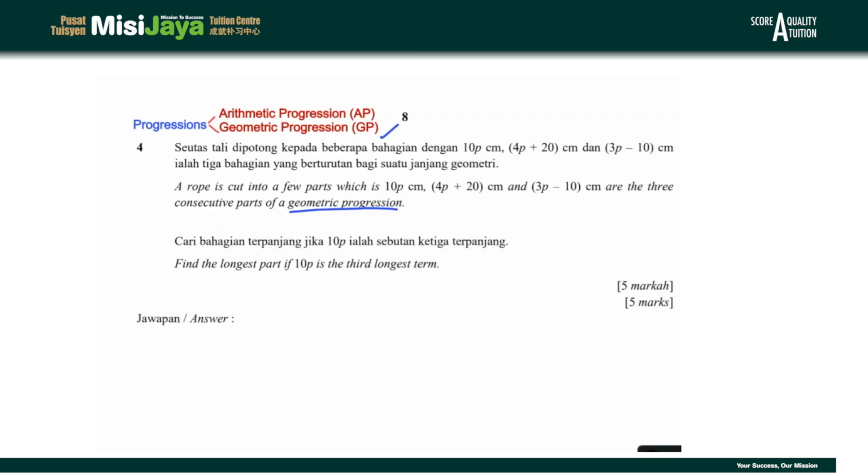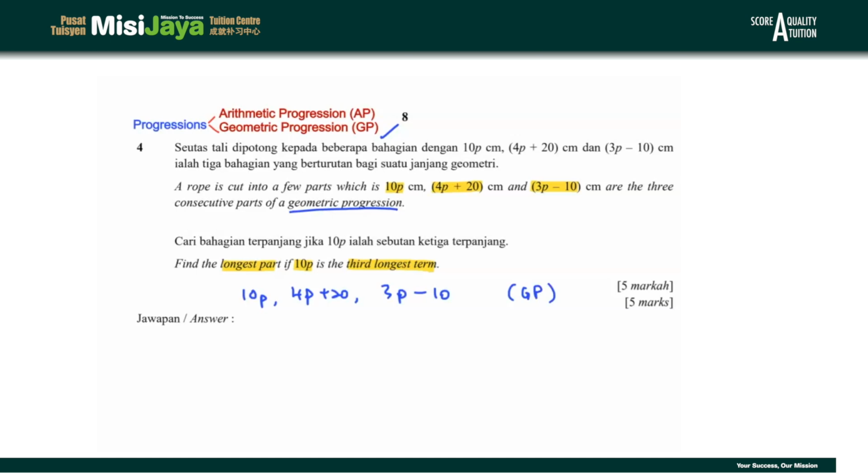A rope is cut into few parts, which are 10p, 4p plus 20, 3p minus 10, which are the three consecutive parts of a geometric progression. Find the longest part if 10p is the third longest term. Now, if I were to write down the sequence, it would be 10p, 4p plus 20, and 3p minus 10. So this is a GP, geometric progression.